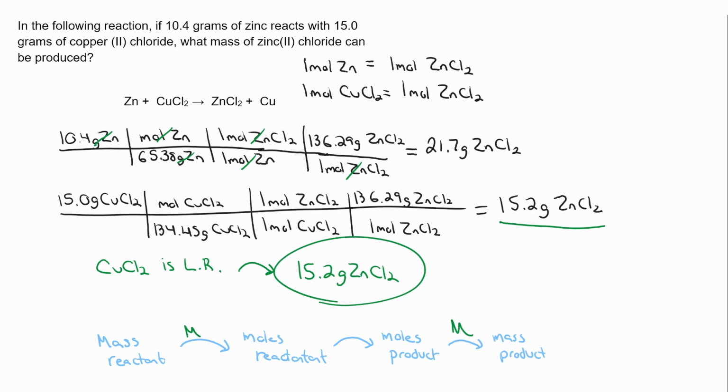So this is a very basic stoichiometry problem. You're given grams of your reactant, and you're trying to find the grams of your product, while you're given two different reactants with two different amounts. You're given the grams of your reactants, and you're trying to find out about how much product can actually be made.